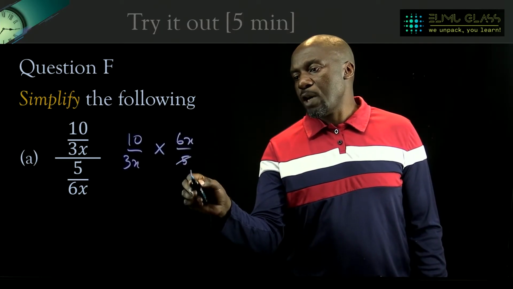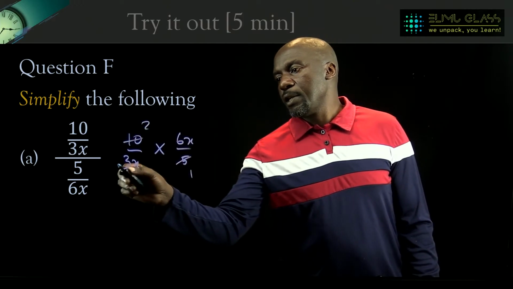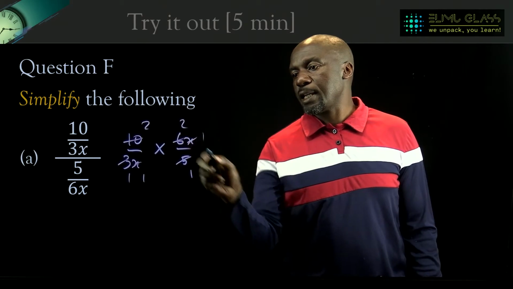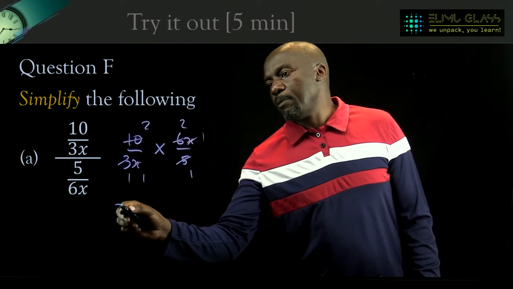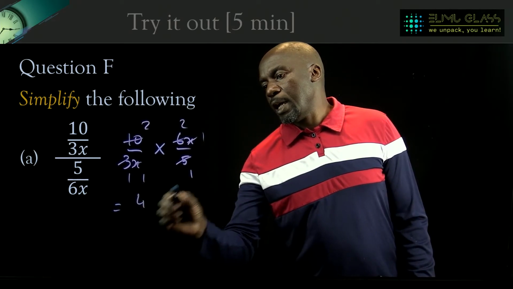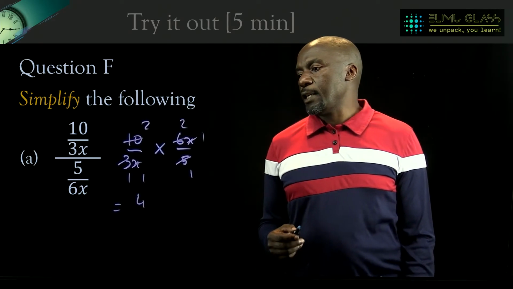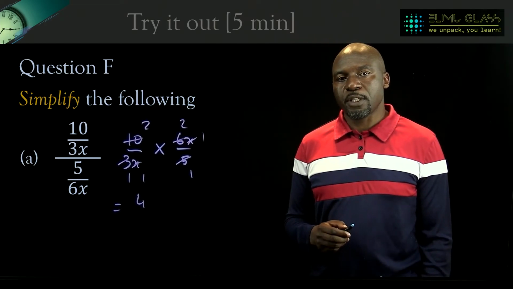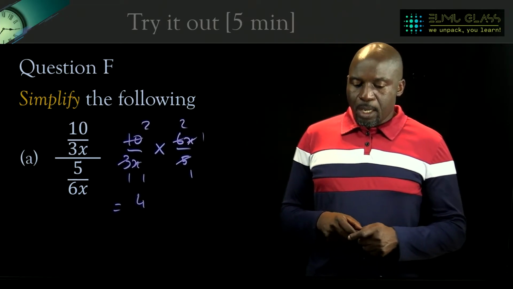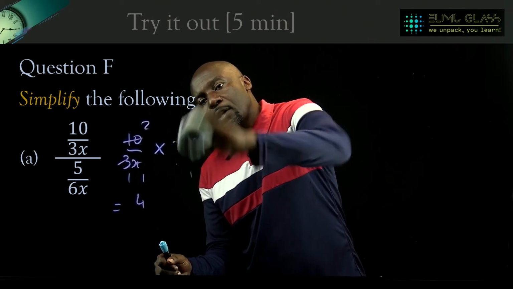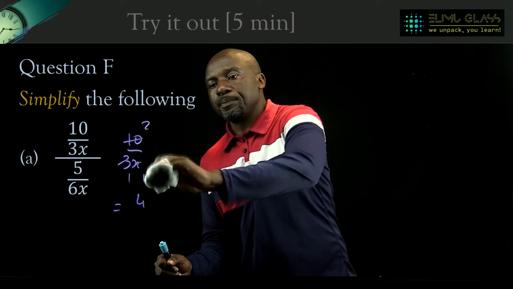And this goes here once and this goes here twice. 3 goes here once and 3 goes there twice. X is 1 and x there cancels, and I am left with 2 times 2 is 4, and yeah, that's it. So my answer is just 4 for this particular question. Okay, please try the other questions, which I'm just going to show now.